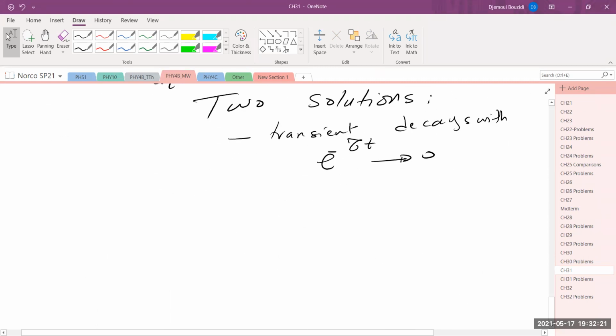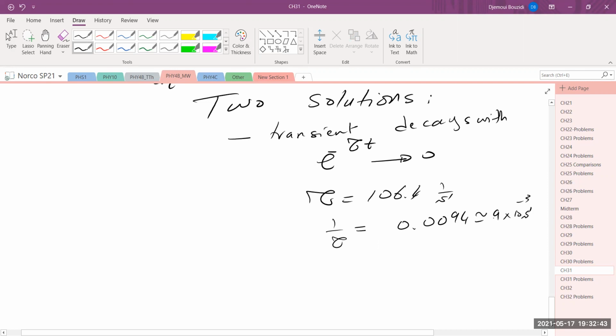Because tau for the numbers that I chose is equal to 106.4, basically 1 over seconds. The unit for it is 1 over second, so the inverse of that is the characteristic time, okay? And the characteristic time in here is going to be 0.0094, which is roughly 9 times 10 to the power minus 3 seconds. So if you wait this long, basically less than a second, this thing will go to zero.